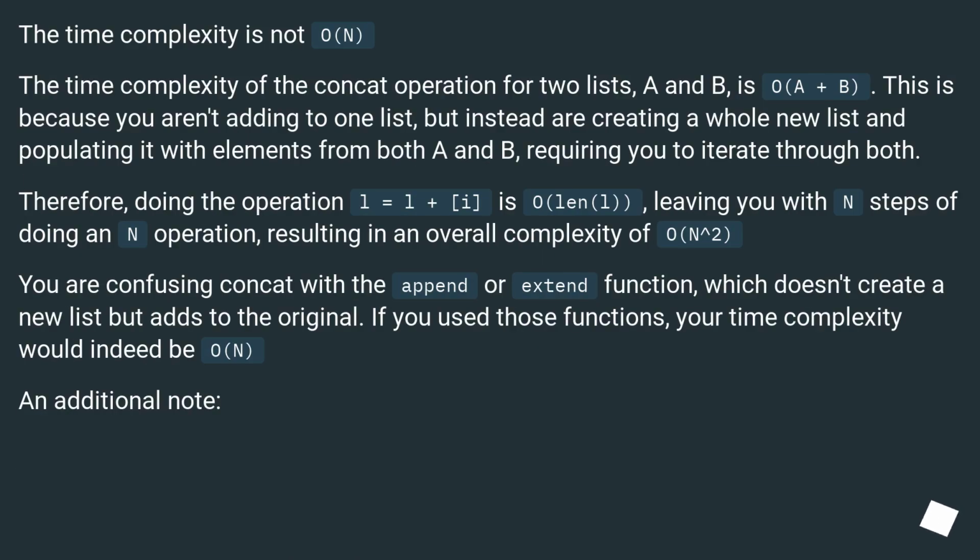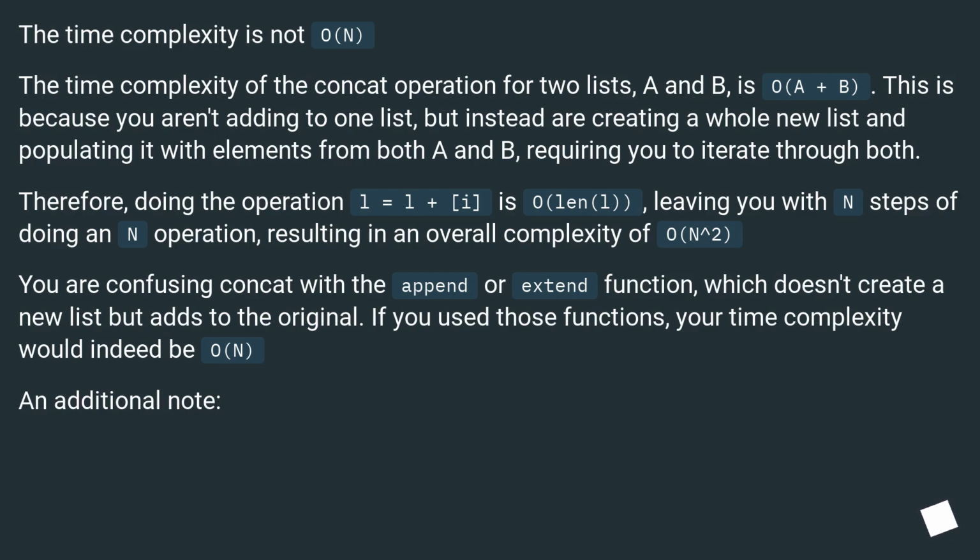The time complexity is not O(n). The time complexity of the concat operation for two lists, A and B, is O(A plus B). This is because you aren't adding to one list, but instead are creating a whole new list and populating it with elements from both A and B, requiring you to iterate through both. Therefore, doing the operation L equals L plus I is O(len L), leaving you with n steps of doing an O(n) operation, resulting in an overall complexity of O(n squared).